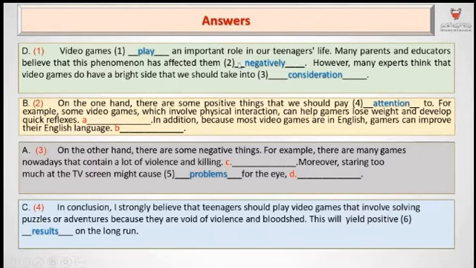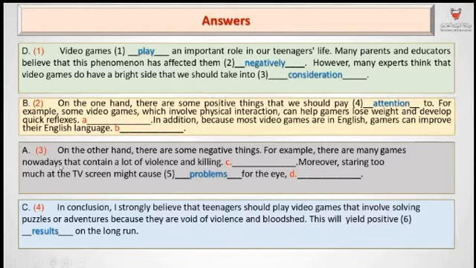Of course you have affect negatively. So, of course, you can write positively, so affect positively, affect negatively. However, many experts think that video games do have a bright side that we should take into consideration. So you take into consideration. B is paragraph two. On the other hand, there are some positive things that we should pay attention to. So you pay attention to something or someone. For example, some video games which involve physical interaction can help gamers lose weight and develop quick reflexes. In addition, because most video games are in English, gamers can improve their English language.